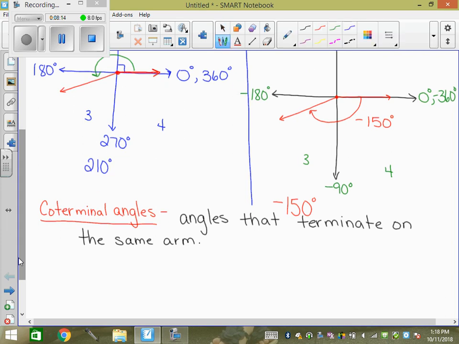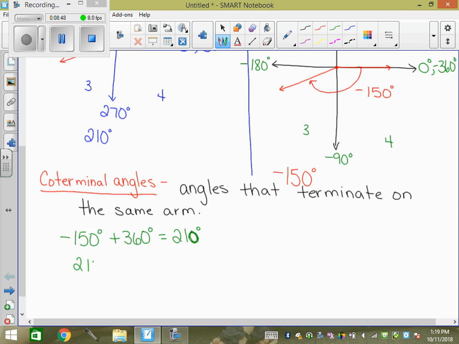So an example would be, if I gave you negative 150, how could you get to 210? Add 360. And why would we want 210 rather than negative 150? Because 210 sits nicely on the unit circle, and negative 150 also sits on the unit circle, but you have to use your brain to figure out where it is on that unit circle. 210, once you have it drawn, you can just find it, right? So if I had 210, I could subtract 360 and get negative 150, which is also coterminal with 210.